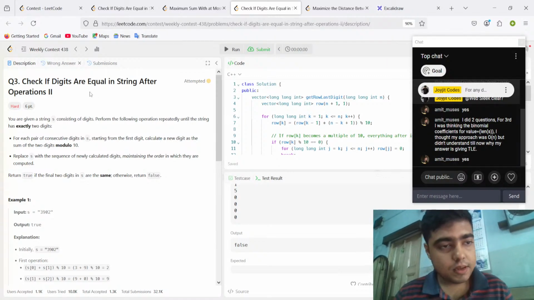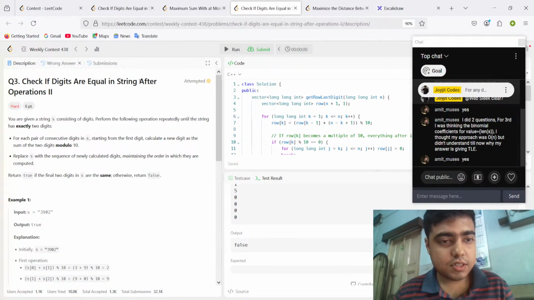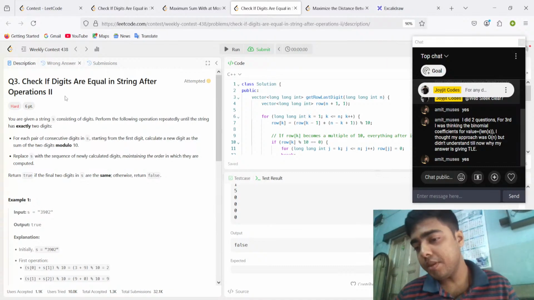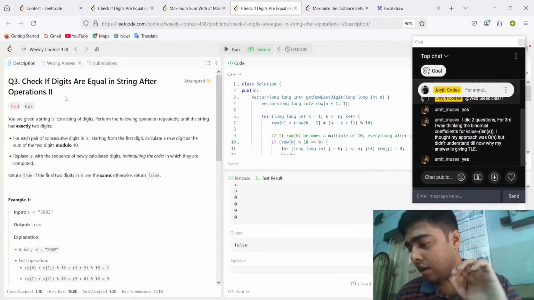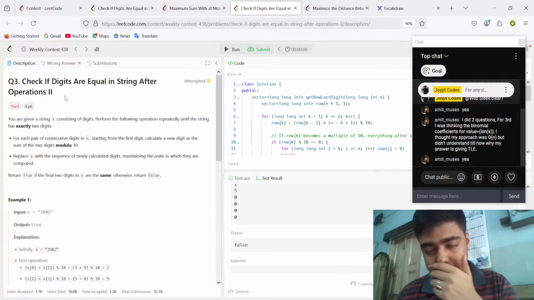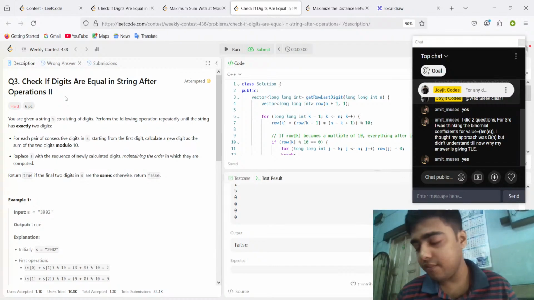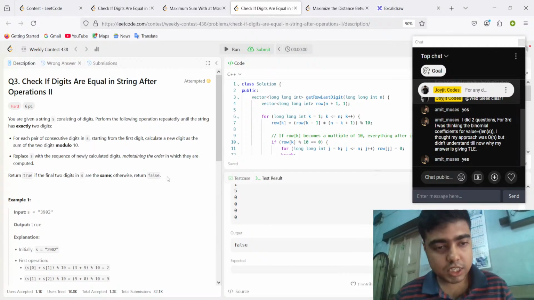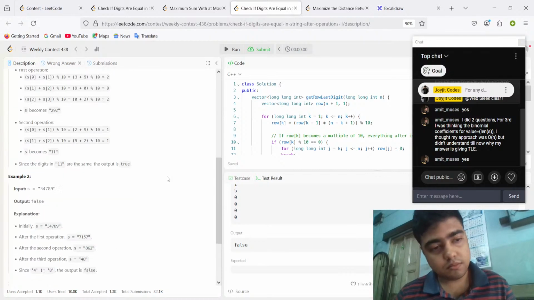Okay. See, check if digits are equal in string after operation 2. Now, if you are watching the pre-recorded version, not the live version, I prefer you go to the first question that I explained and get the question from there. I'll just explain the difference between this and that question.